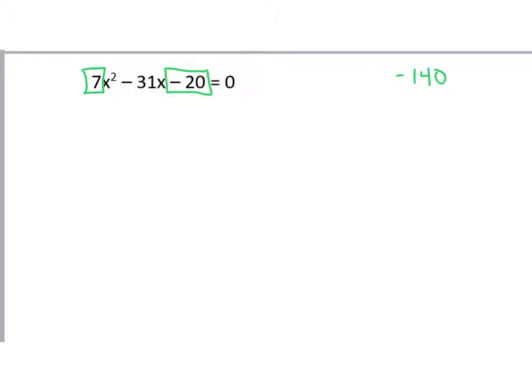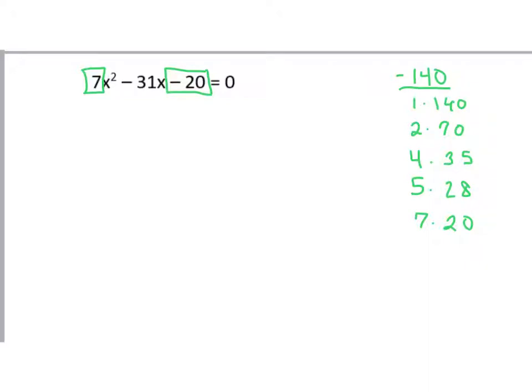Okay? And then from there, I am going to find its factors. So the factors of 140 are going to be 1 times 140, 2 times 70, 4 times 35, 5 times 28, 7 times 20, and that's all I'm going to have, okay? All right, so, well, there's 14 times 10, but let's see.